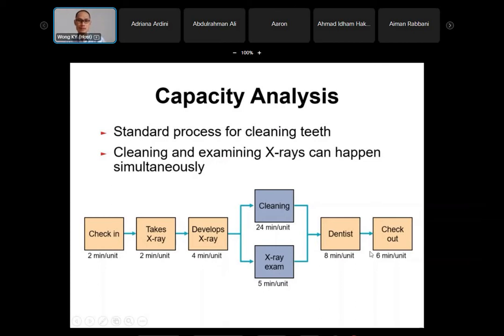Right, let me ask you a quick question. What is the capacity per hour of this entire system? Anyone can tell me? What is the capacity per hour of this entire system?